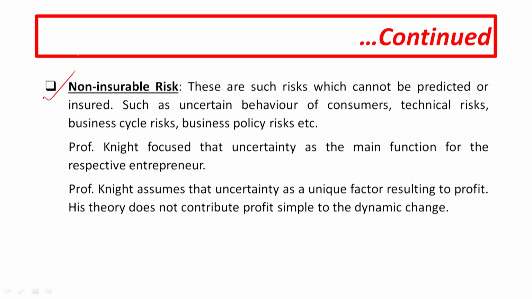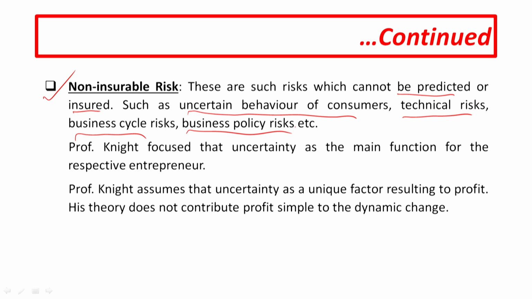These are such kind of risks which cannot be predicted beforehand or insured, which means they cannot be insured even by the insurance companies. Such are the uncertain behavior of consumers. The behavior of consumers cannot be insured by the insurance company or any other respective body. The technical risk of the market, the business cycle risk, business policy, etc. Such kind of things cannot be insured by the market or the insurance companies. So this is the basic meaning of non-insurable risk.